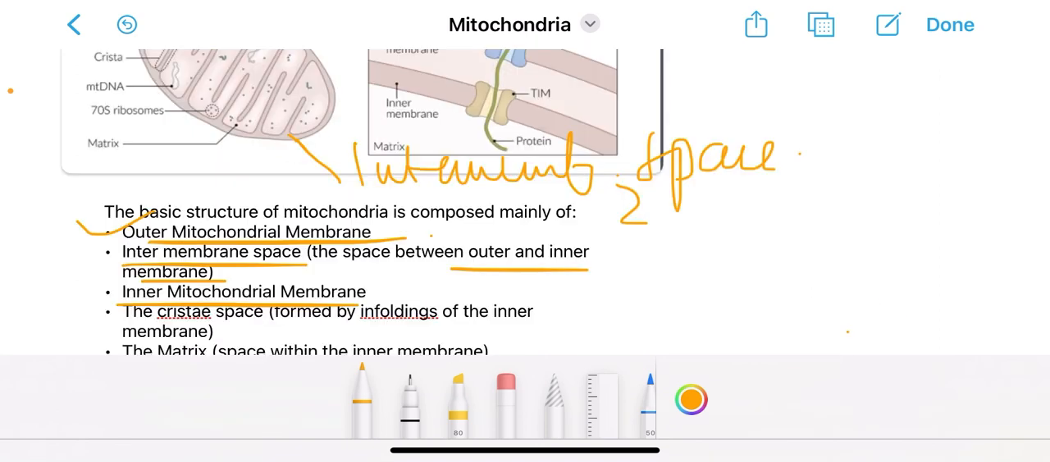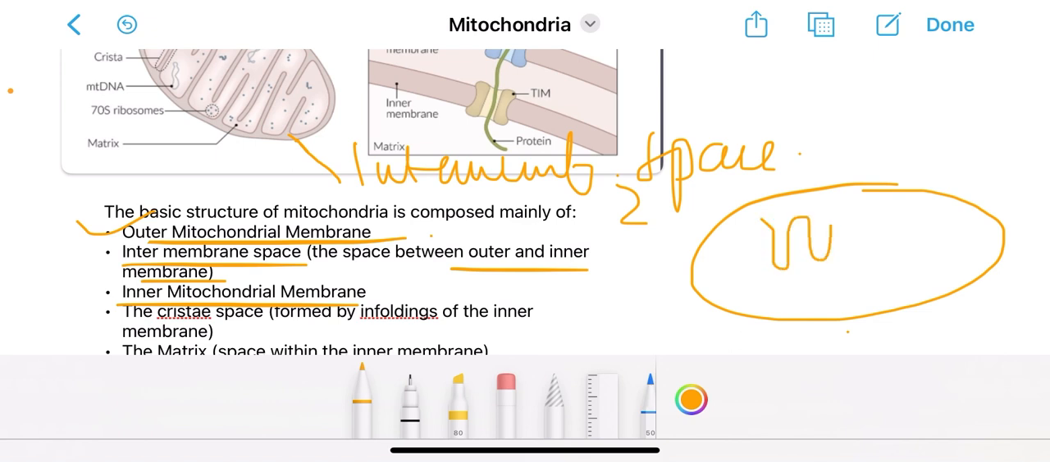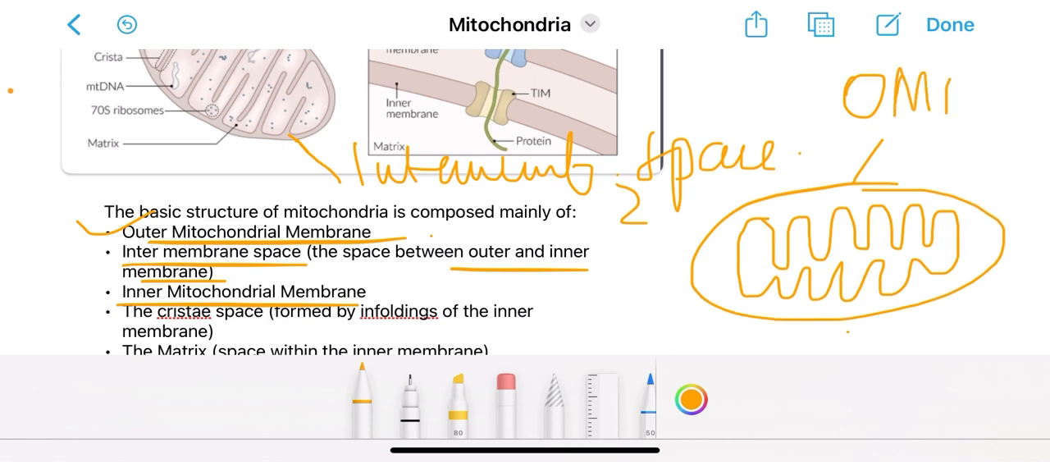For example, if this is the outer membrane of the mitochondria and this is the inner membrane of the mitochondria, that basically forms enfoldings, जो एक तरह से एक enfolded structure होता है. If this is the outer mitochondrial membrane and this is the inner mitochondrial membrane, then the space in between these two membranes is the intermembrane space.